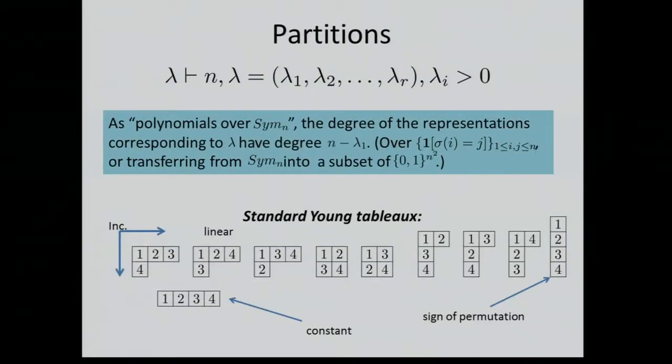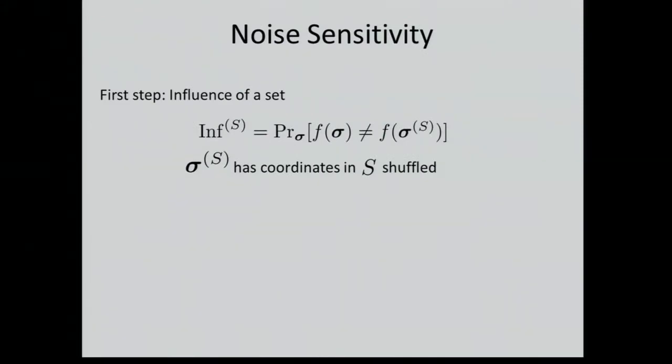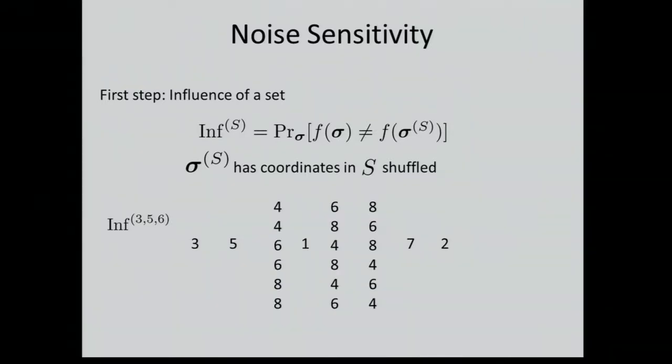So now let's get away from these Young tableaux and move on to talking about noise sensitivity, so we can actually get going on our roadmap here. The influence of a set is just the probability that if we shuffle the coordinates in S, this changes the value of the function. You might think about this as like the variance of the set S with respect to this function f. So if we have 3, 5, 6, we keep some of the coordinates, but we're going to randomize over everything that's left for coordinates 3, 5, and 6.